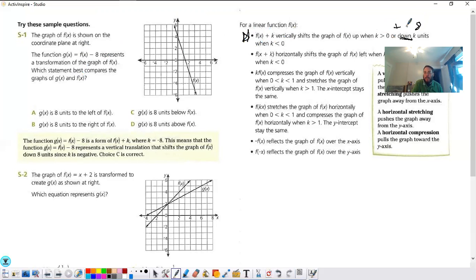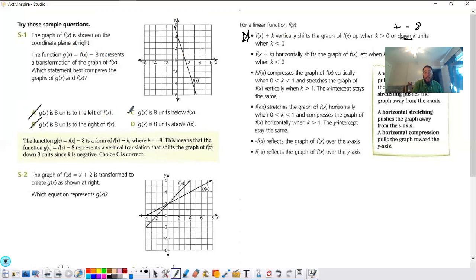Because we're adding -8, g of x is going to be below f of x by 8 units. Here it says g of x is 8 units to the left of f of x, so that's not going to change, because we're just going down. G of x is 8 units to the right? Nope, because when we're adding and subtracting after the f of x, we're just moving up or down.